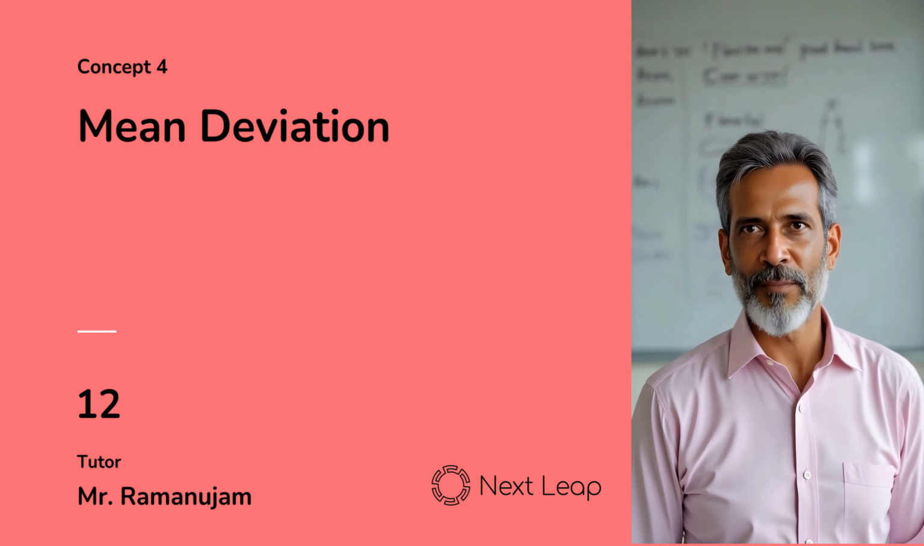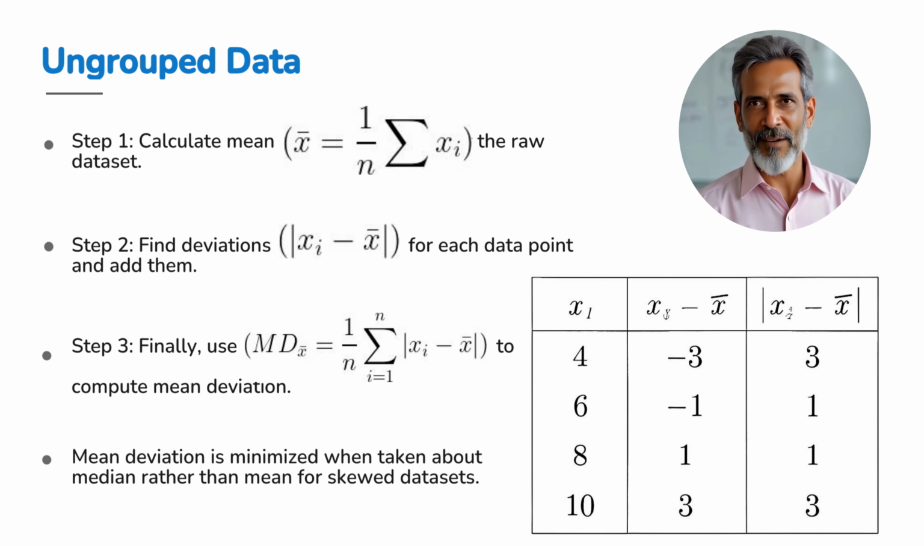Let's move on. Let's now learn how to compute mean deviation about the mean, starting with ungrouped data, that is, raw data without any categorization. First, we calculate the mean, noted as x bar, which is just the sum of all the data points divided by the number of points. So, x bar equals 1 over n times the sum of x sub i.